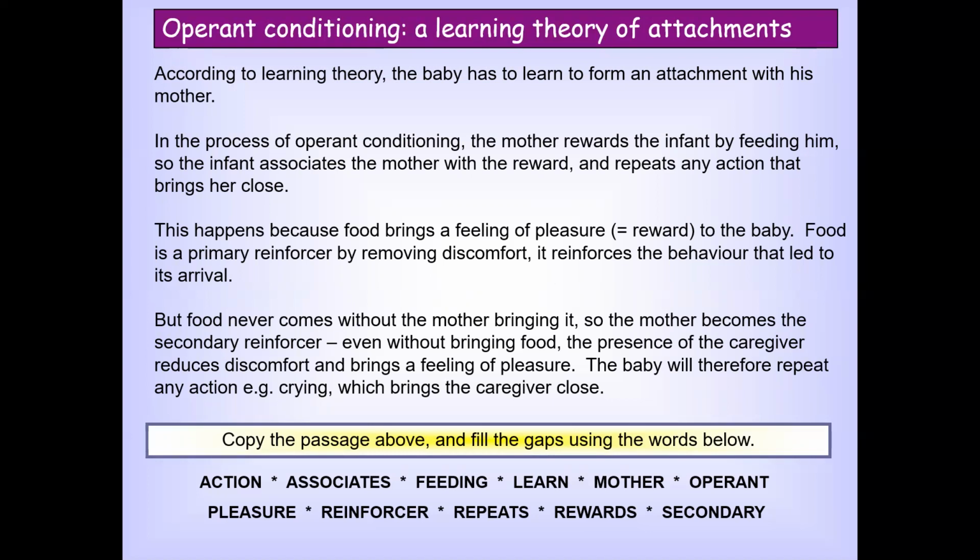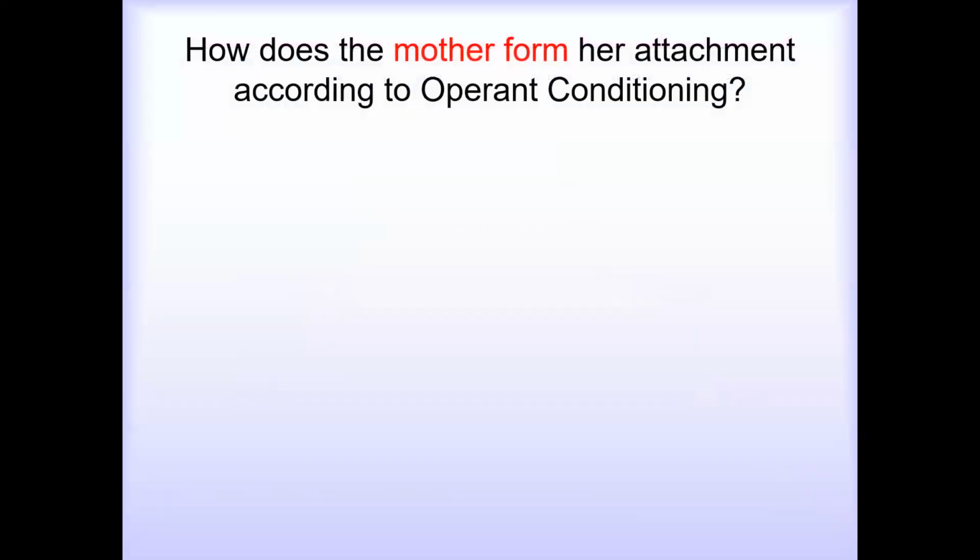So over time, each time the mum brings it, gets rewarded, baby feels happy, but also then the child starts to see the mother as a reward. So eventually, the child can be comforted in the presence of the mother, and that's the formation of attachment. So that's using operant conditioning to explain how the infant may form attachment.